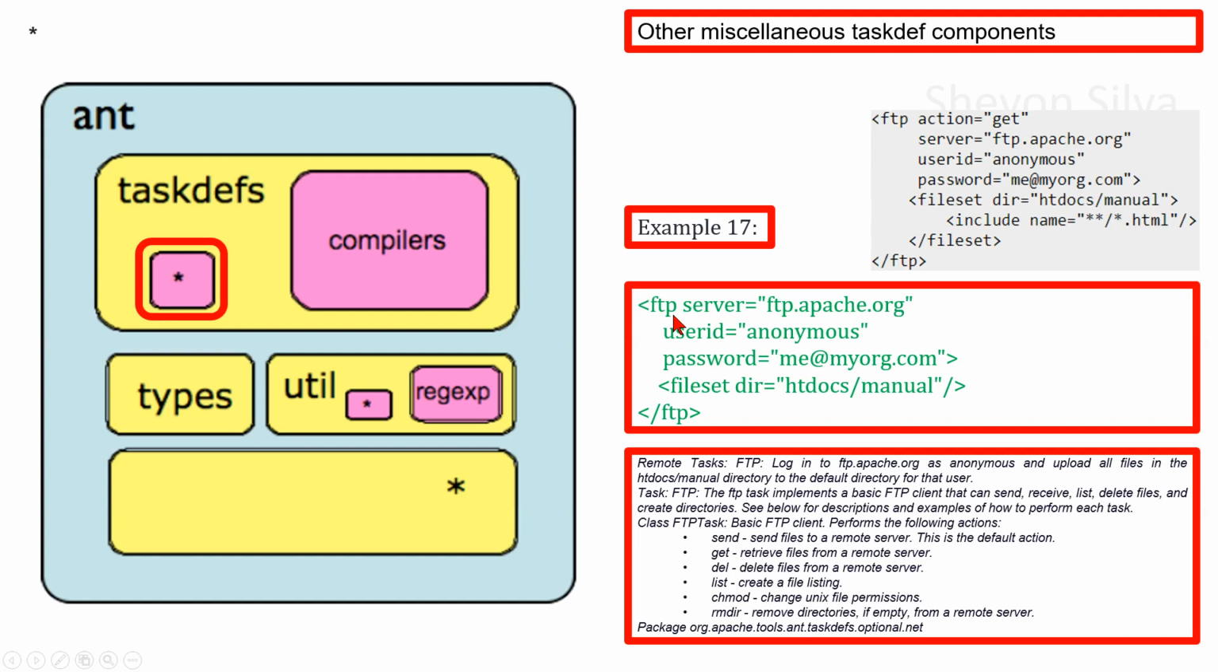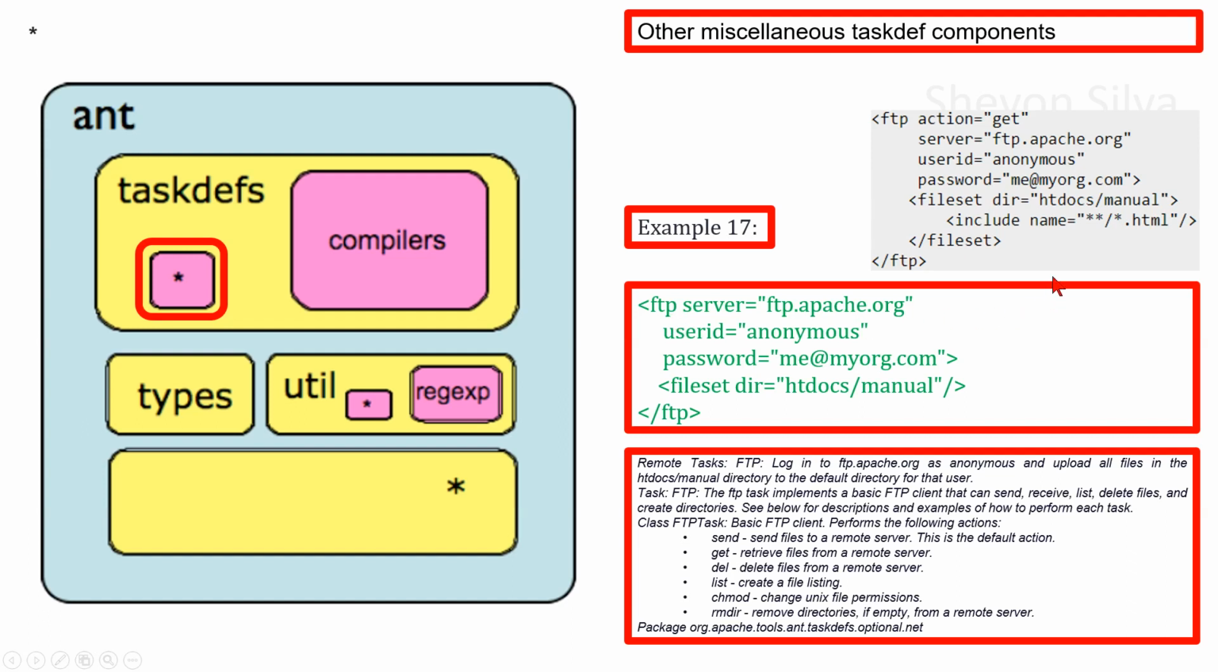Get, retrieve files from a remote server. Del, delete files from a remote server. List, create a file listing. chmod, change Unix file permissions. rmdir, remove directories if empty from a remote server. This is in the package org.apache.tools.ant.taskdefs.optional.net.